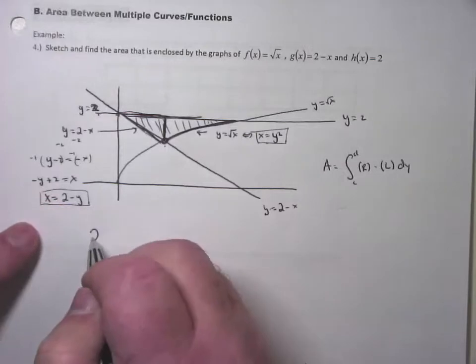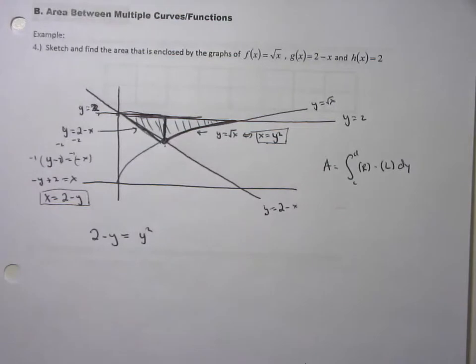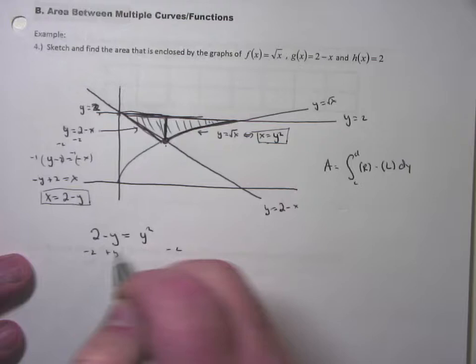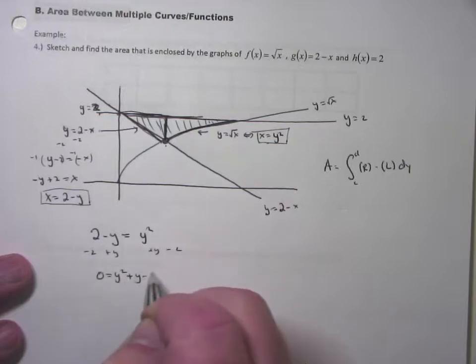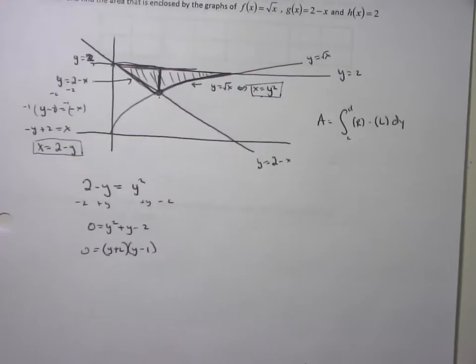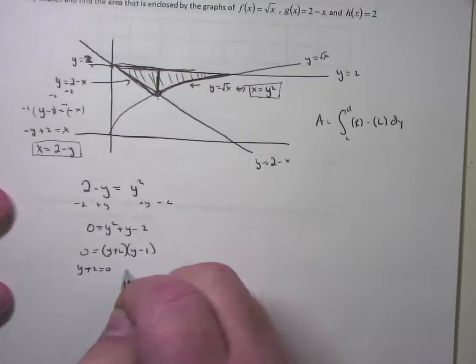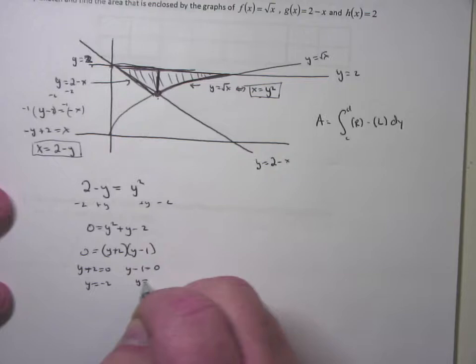So 2 minus y would be equal to y squared. Being a quadratic, I'm going to set it equal to 0. Subtract 2, add y. I get 0 equals y squared plus y minus 2. That factors nicely into y plus 2 times y minus 1. Set each factor equal to 0. So y plus 2 is equal to 0, and y minus 1 equals 0. Means y equals negative 2, and y equals 1.